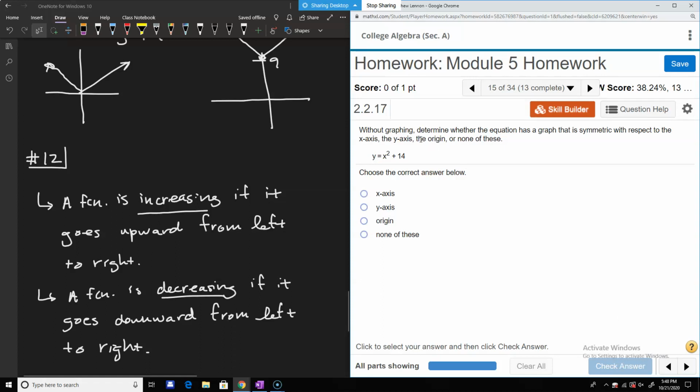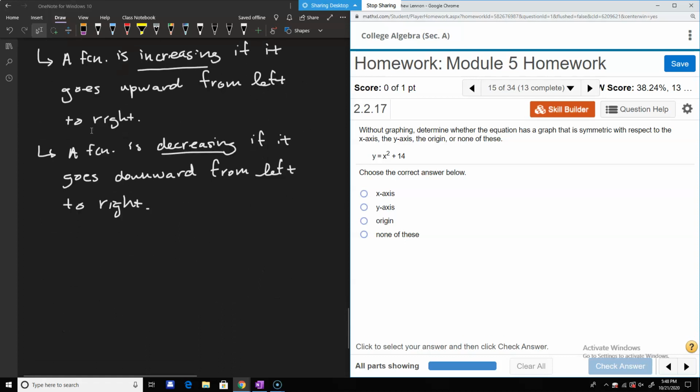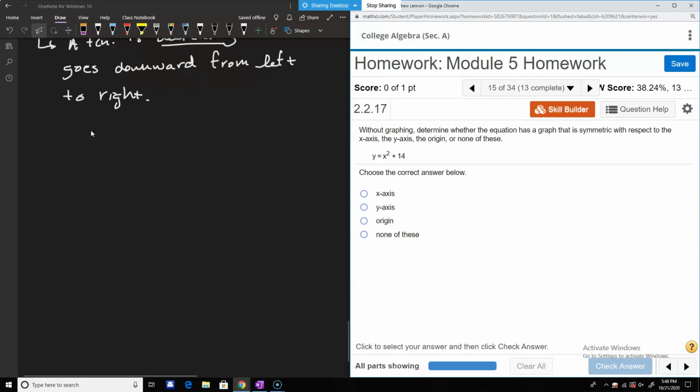Okay. Without graphing, determine whether the graph has an equation that is symmetric with respect to the x-axis, the y-axis, the origin, or none of these. So a couple of ways you could do this. One, you could go to Desmos and just graph it. But there are two special kinds of functions that you can talk about, even functions and odd functions, and they both have symmetries associated to the graphs. So it's a good time to bring those up.